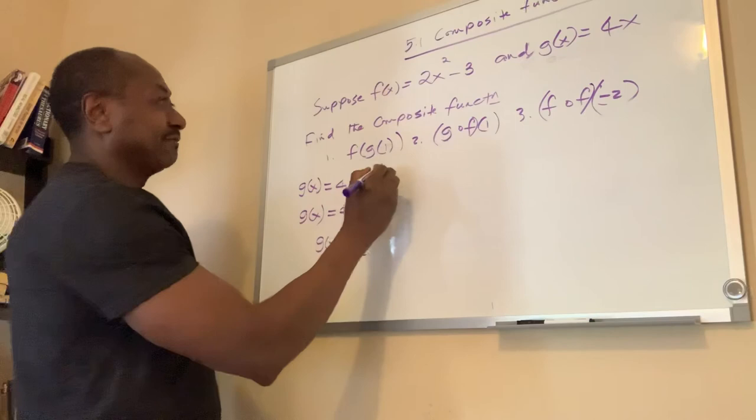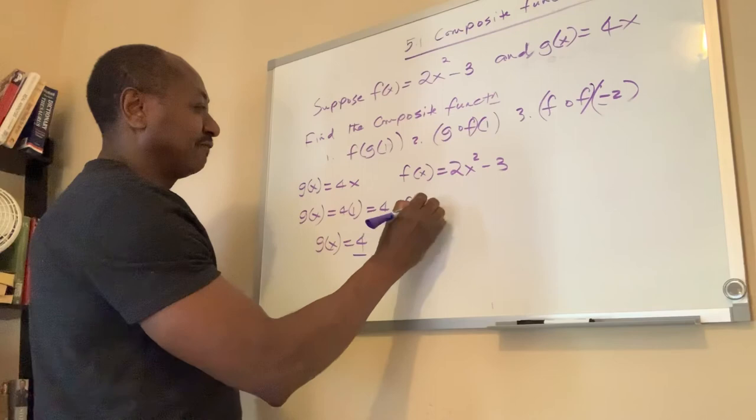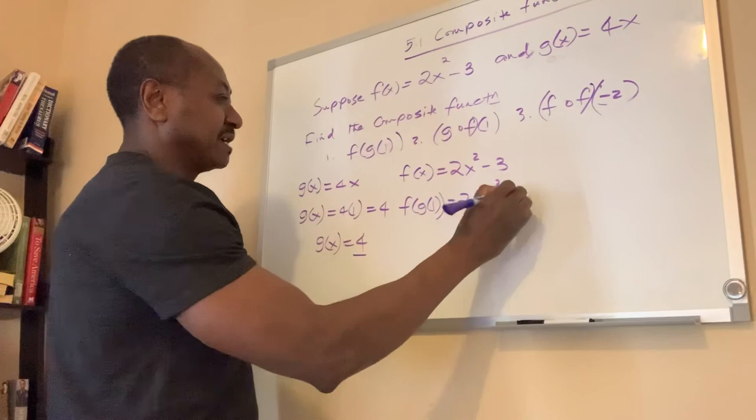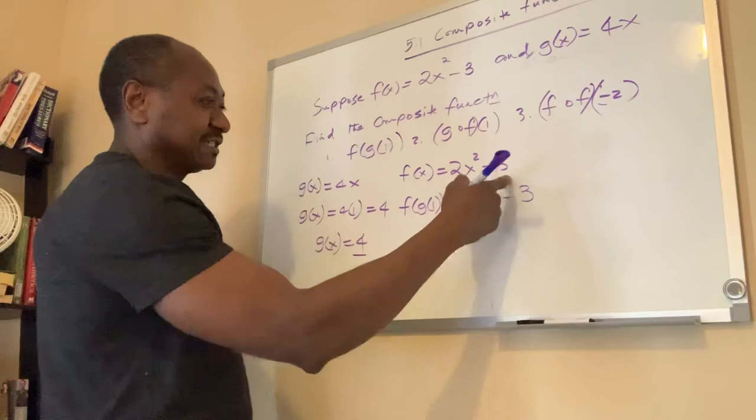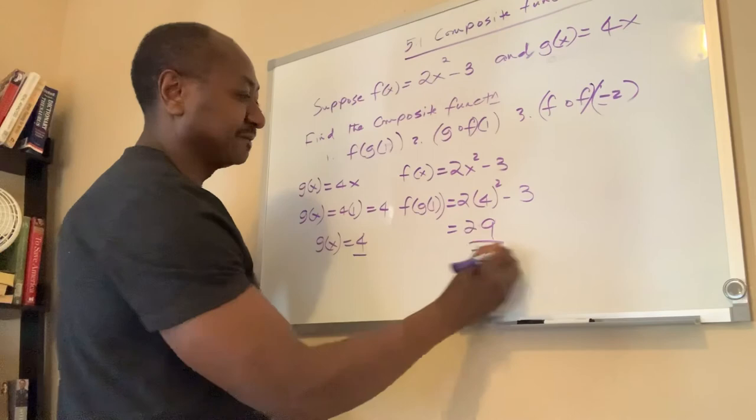Our function f of x is 2x squared minus 3. So what it means is that f of g of 1 equals 2 times 4 squared minus 3. That gives us 16, then 32, and 32 minus 3 gives us 29. So your answer here is 29.